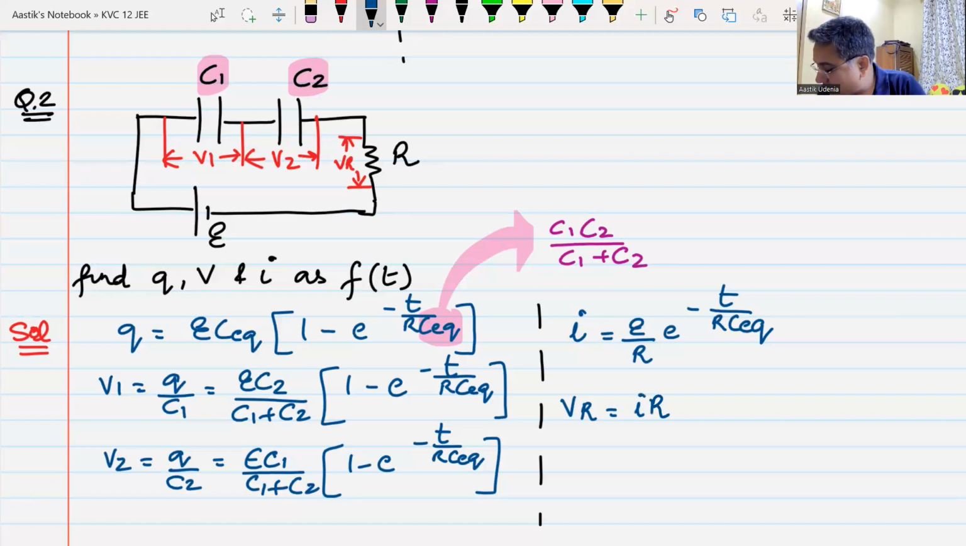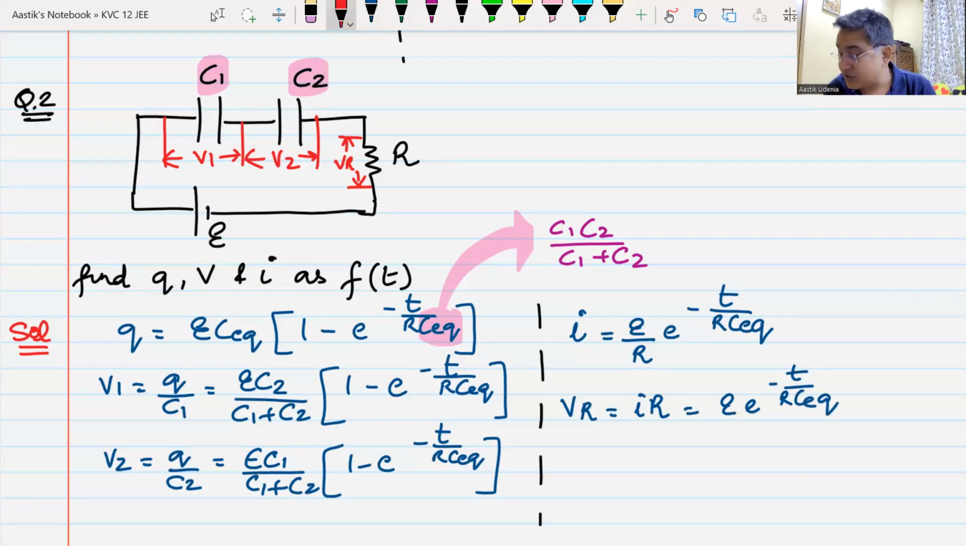It will be I into R. The only formula that we did in resistance was V is equal to IR. So we multiply this I by R. E, EMF E raised to the power minus t by R into C equivalent.